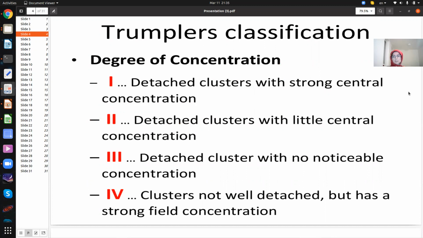The Trumpler classification has four levels of concentration. The first one is detached clusters with a strong central concentration. The second is detached clusters with little central concentration. The third one is detached clusters with no noticeable concentration. And the fourth one is clusters not well detached, but with a strong field concentration.